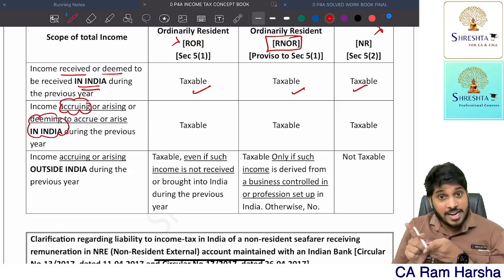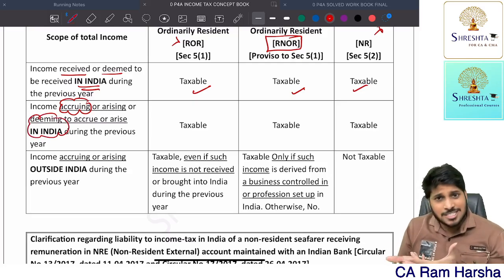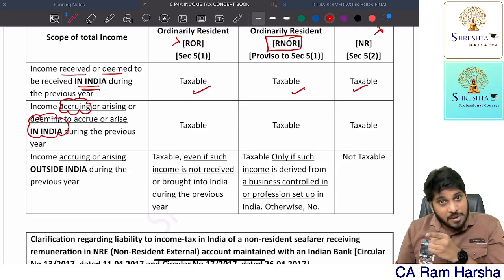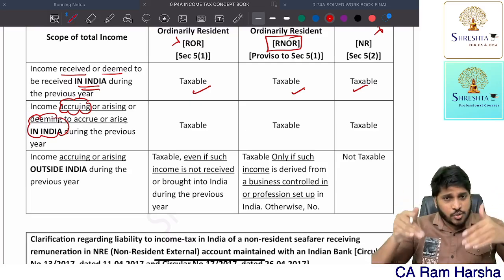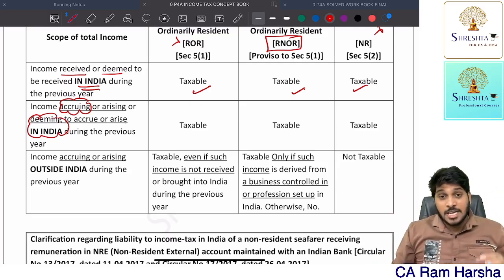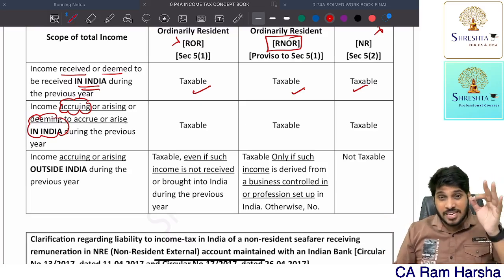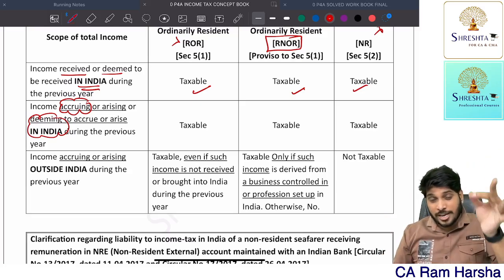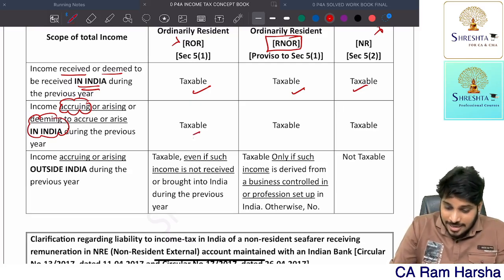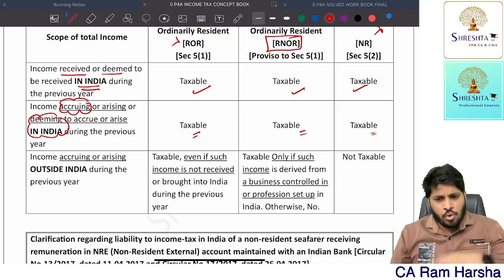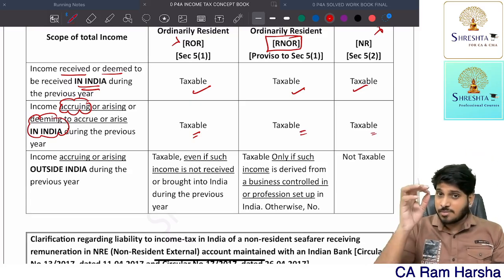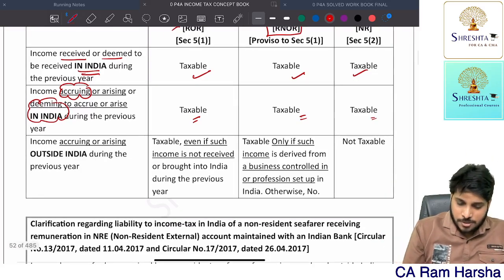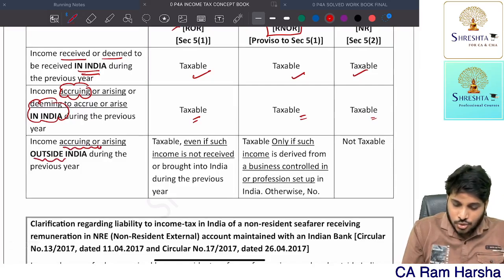Suppose you are working for an Indian company. Source is in India because it's an Indian company. You have a property in India and are renting it. Property situated in India, so the source is in India. So if the source of income is in India, if the income is accrued or deemed to accrue or arise in India, then it is taxable for everybody. Whoever it is, doesn't matter. Non-resident, Indian citizen, foreign citizen, doesn't matter. Taxable for everybody.